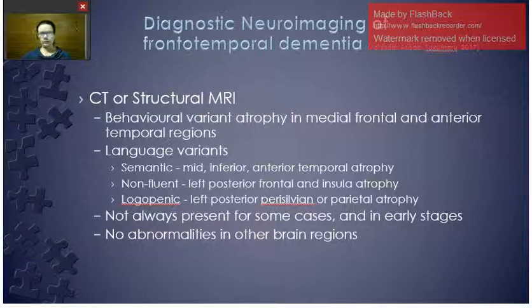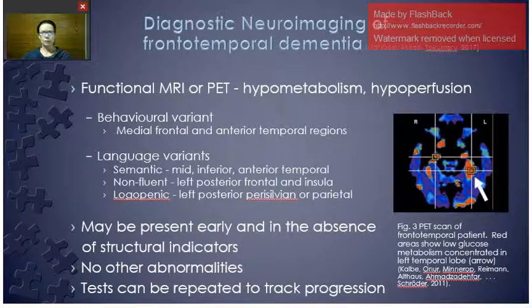So we would then move on to do a functional scan, either a functional MRI or a PET scan. And here we're looking for hypometabolism, lowered blood perfusion around those frontal and temporal lobes. Again, same regions for the different variants. If we look here, we've got an example of a PET scan for a frontotemporal patient. This is a behavioural variant patient. And we see here the red zones show low glucose metabolism on the PET scan, and they're concentrated in the left temporal lobe.